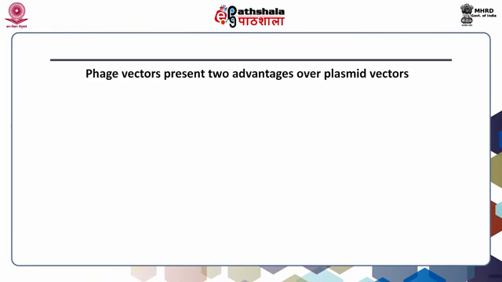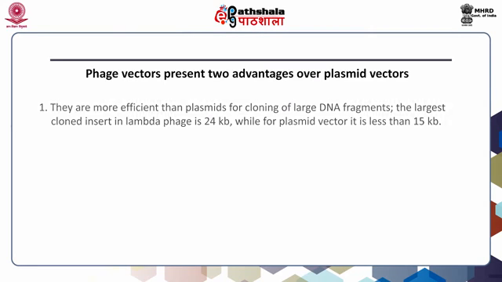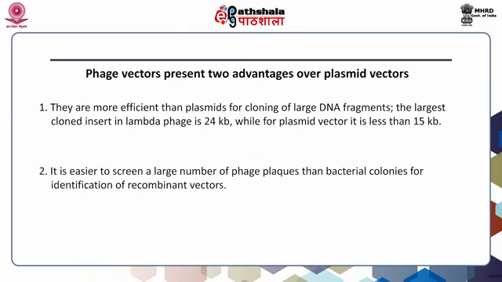Phage vectors present two advantages over plasmid vectors. They are more efficient than plasmids for cloning of large DNA fragments. The largest cloned insert in lambda phage is 24 kb, while for a plasmid vector it is less than 15 kb. It is also easier to screen a large number of phage plaques than bacterial colonies for identification of recombinant vectors.